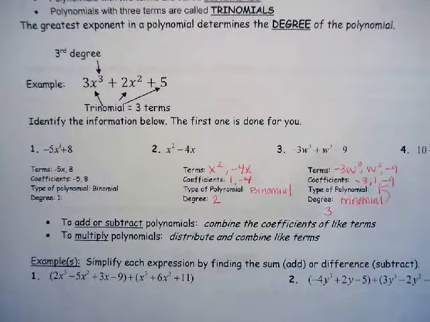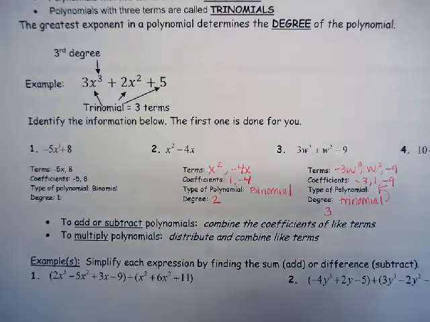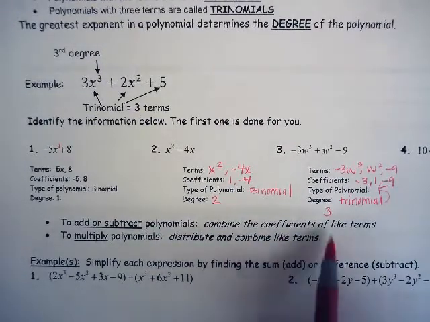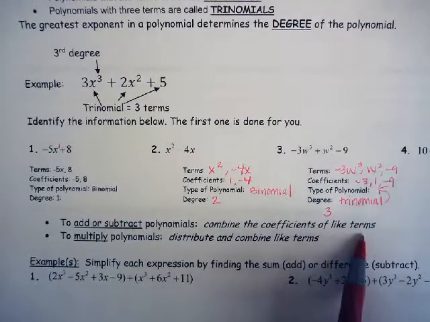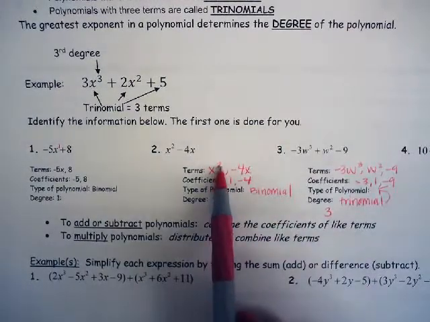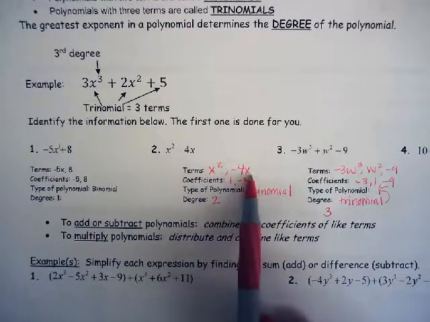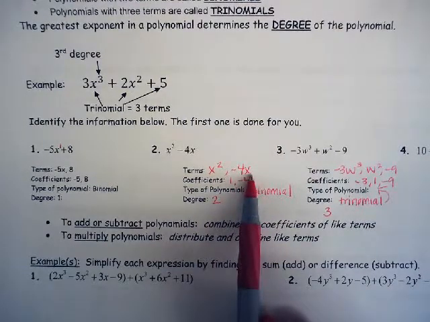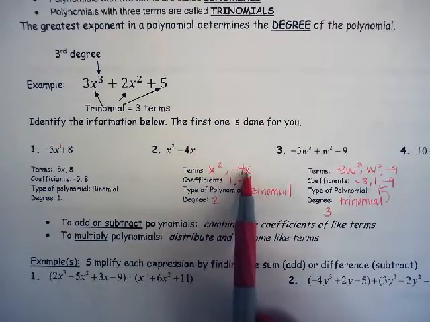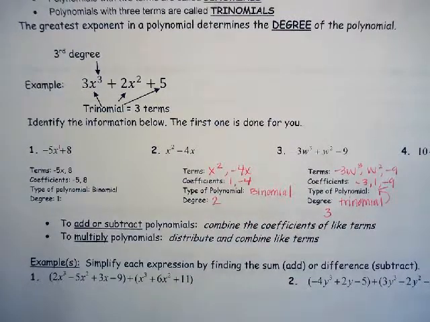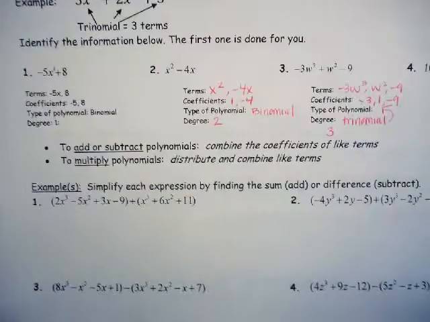So now we're going to learn how to add or subtract polynomials. To do that, we just combine the coefficients of like terms. So like terms means, see how x squared is a term and negative 4x is a term? These are not like terms. They'd have to have the same exponent and the same variable to be a like term. And so to do that, though, we just combine the coefficients of like terms. To multiply polynomials, we distribute and combine like terms. So let's first work on a few where we're going to add or subtract.